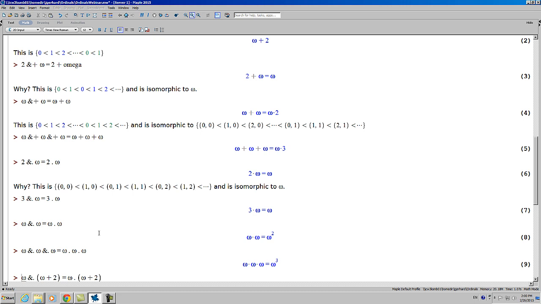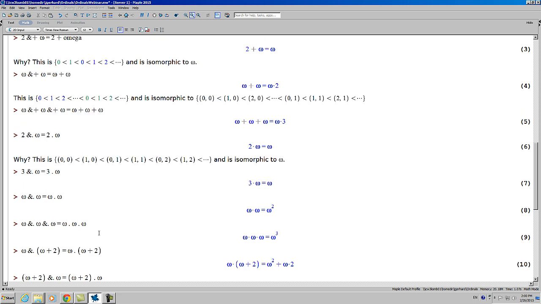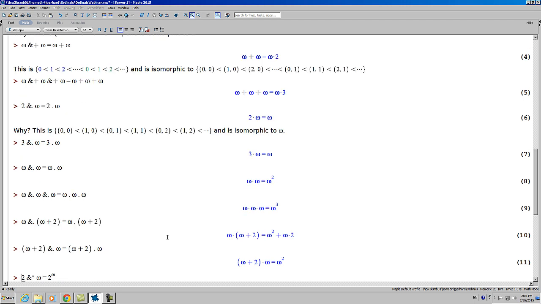Now here's a first non-trivial example where we're mixing addition and multiplication. So we're multiplying from the left omega by omega plus 2. And what we can see here is that in this case there's some sort of distributive law that holds. Namely, we can just multiply this out. So we multiply omega by omega, get omega squared. And we multiply omega by 2 to get omega times 2. However, if we do it the other way around, there's no such distributive law.